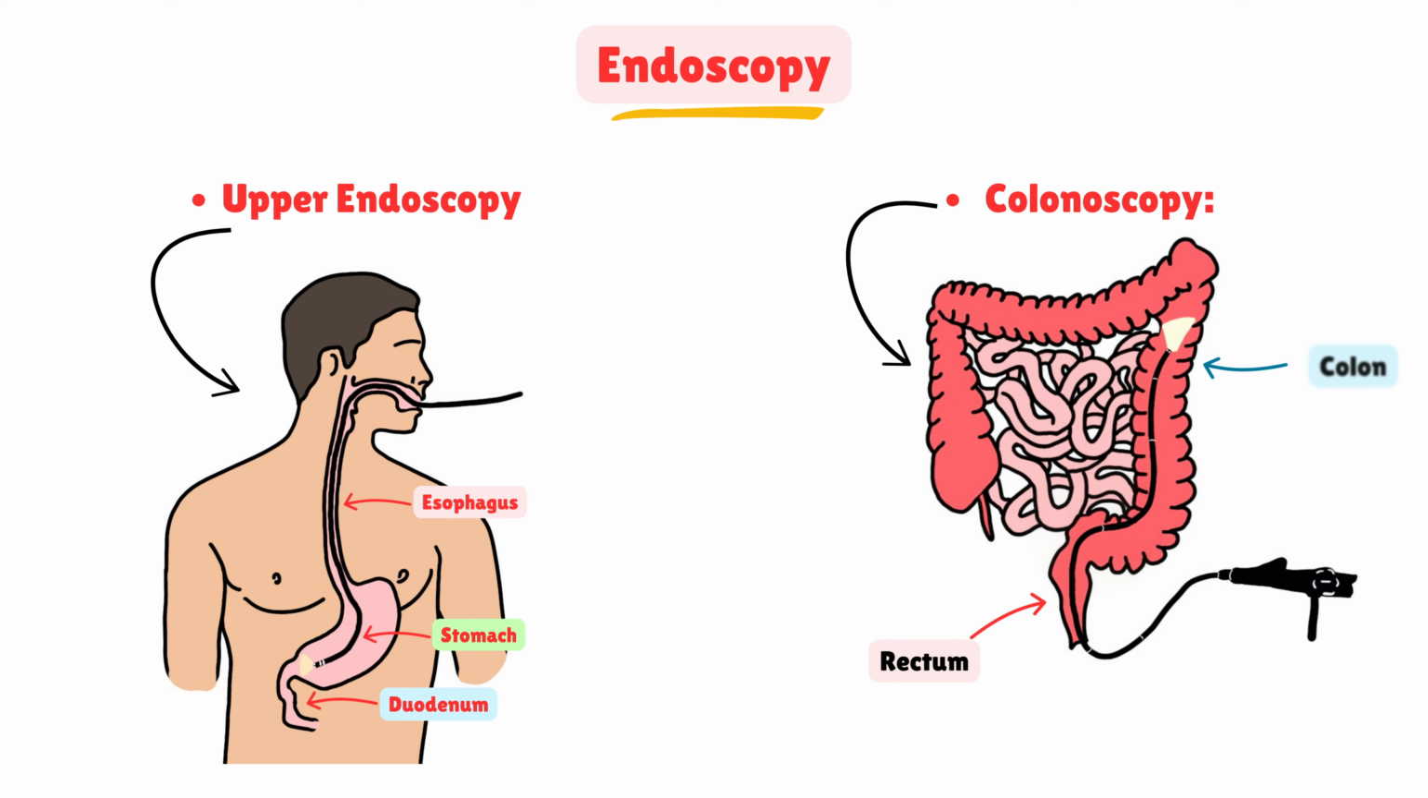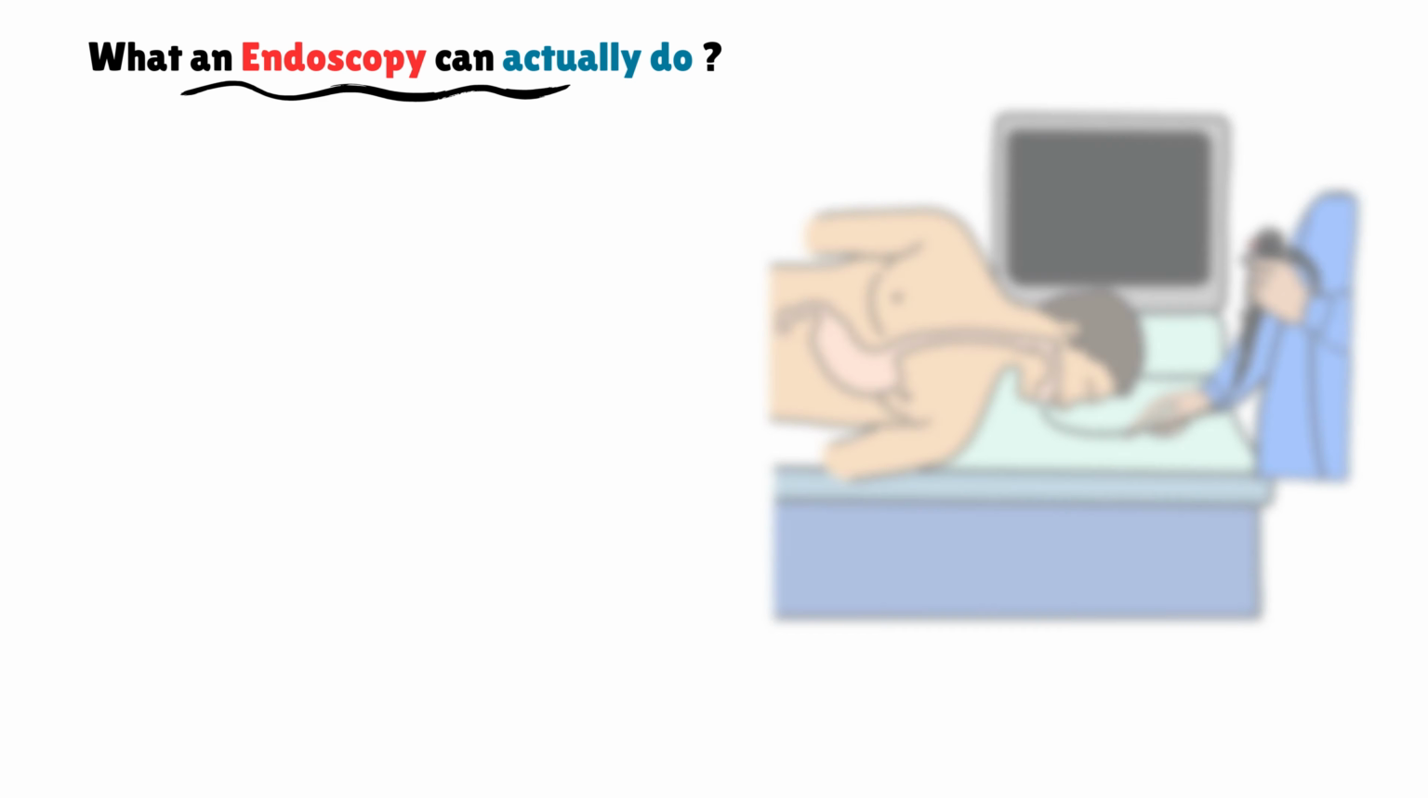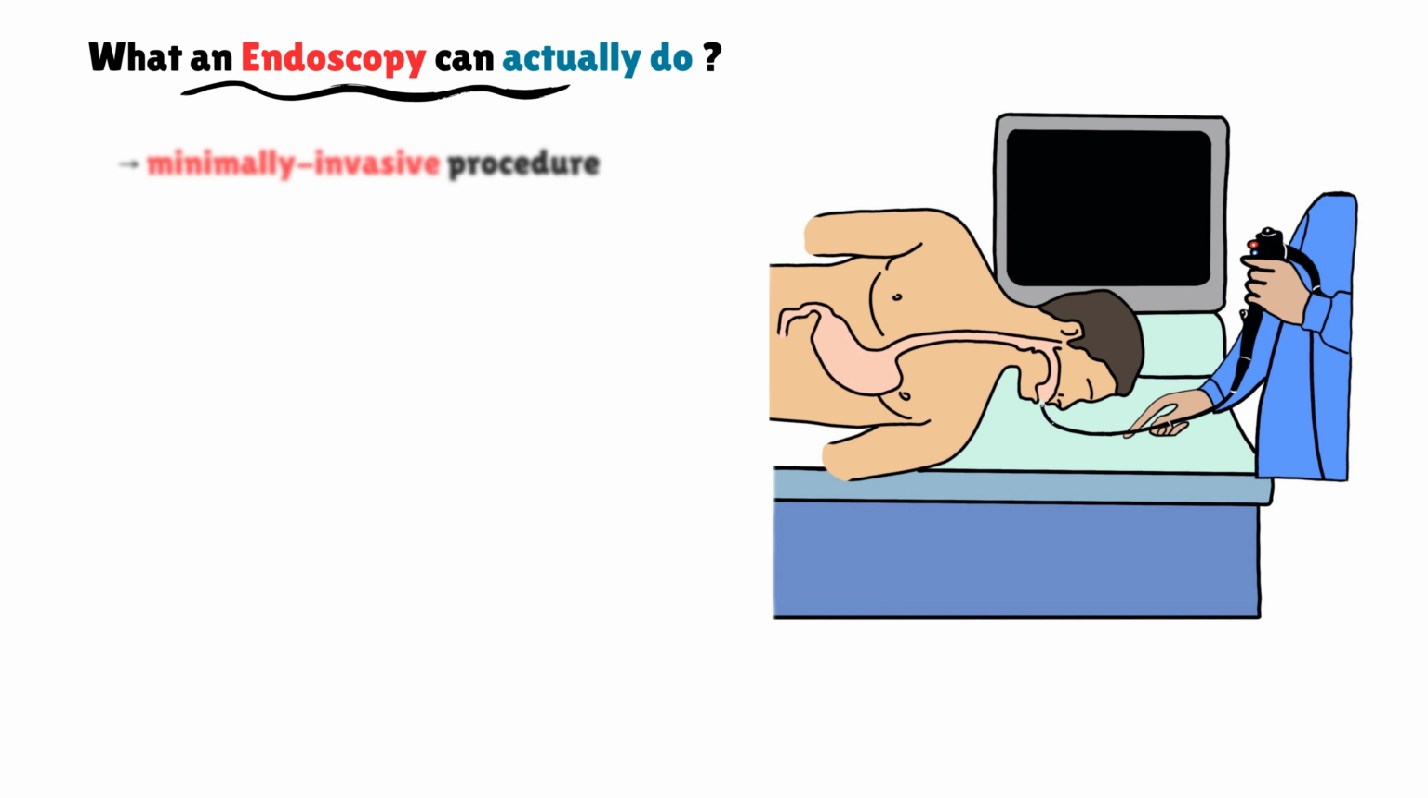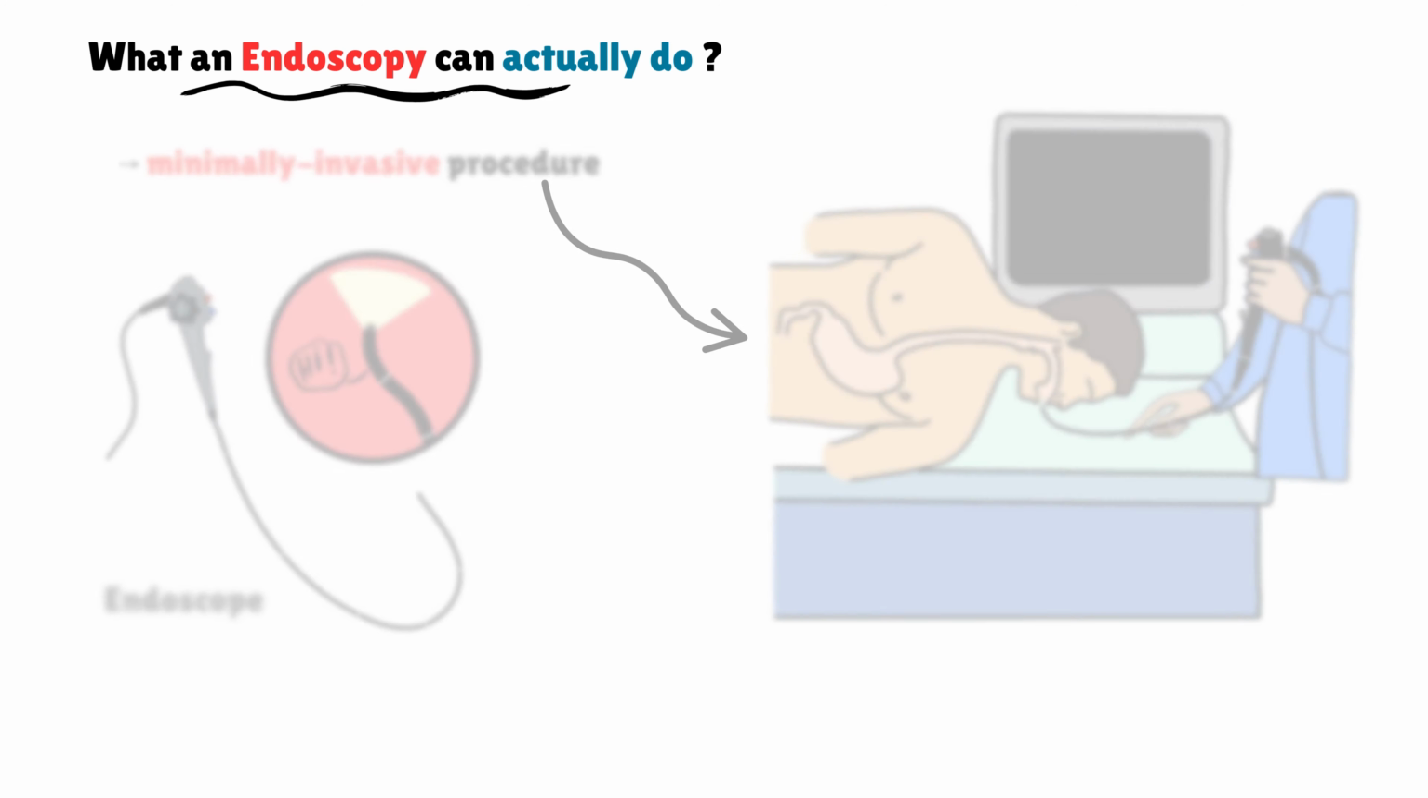In this video, we will focus on the upper endoscopy, otherwise known as esophago-gastroduodenoscopy. It is crucial to understand what an endoscopy can actually do. Endoscopy is more than just a camera on a stick. It's a minimally invasive procedure performed under soft sedation used to examine the interior of the upper digestive tract. The instrument used is an endoscope, a flexible tube with a camera and a light source on top, and the ability to early diagnose and treat various gastroenterological conditions.